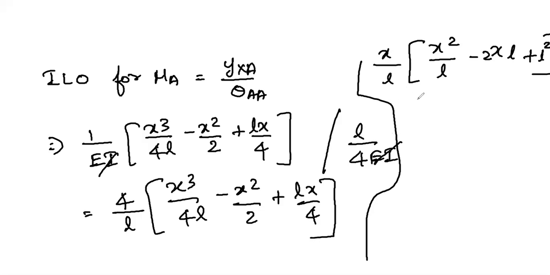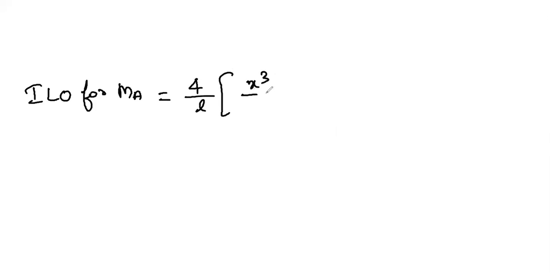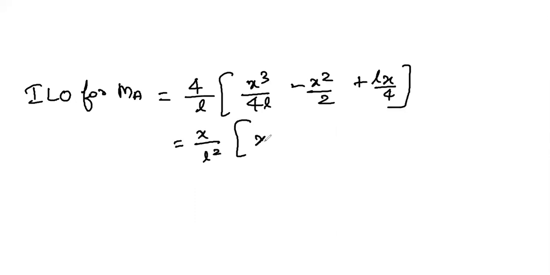So finally I have found the influence line ordinate for the moment at the point A as 4 by L into x cube divided by, you can simply keep it like this also. For simplification I have written it down like that, but it's up to you. Both are the same, both are correct: x square minus 2xL plus L square.